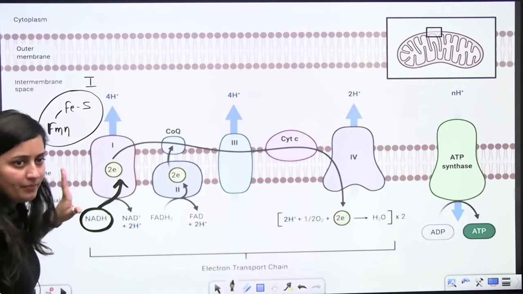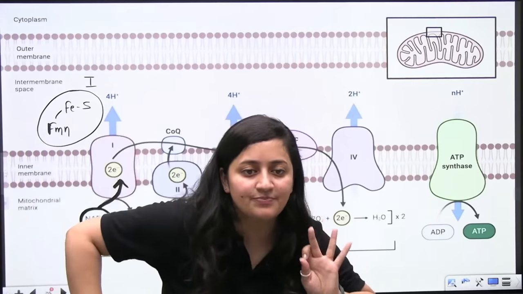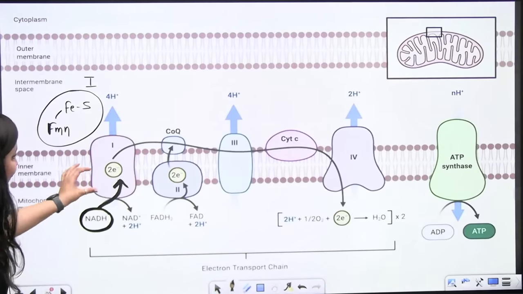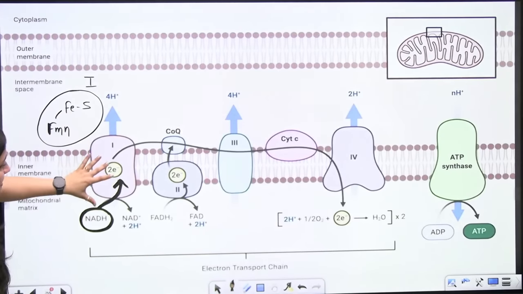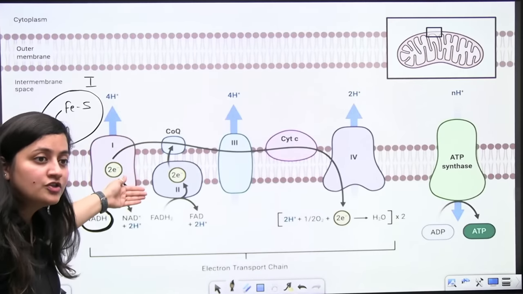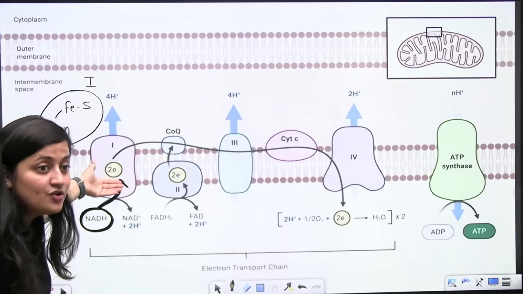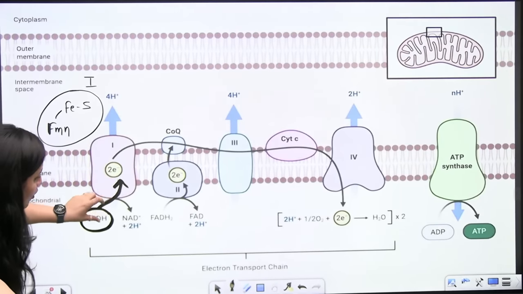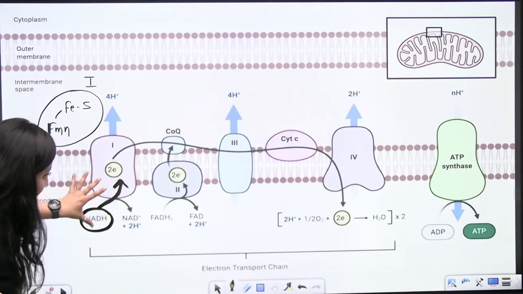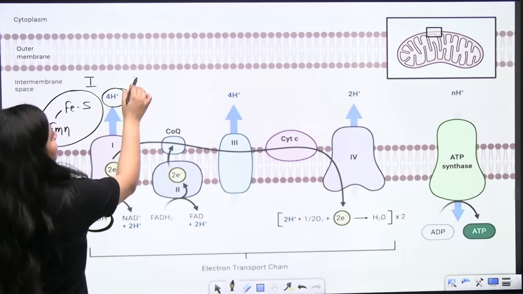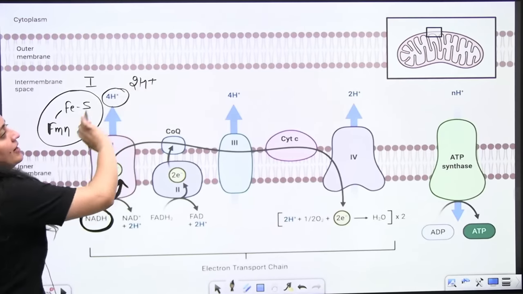Type it. FMN and Fe-S are present in complex 1. So, NADH will give it to FMN, then to Fe-S. Then, obviously, electrons will be passed. It will give its two electrons. Are you getting my point? So, when it gives its two electrons, obviously that will release some energy. With the help of that energy, 2H plus will be thrown out into the intermembrane space.